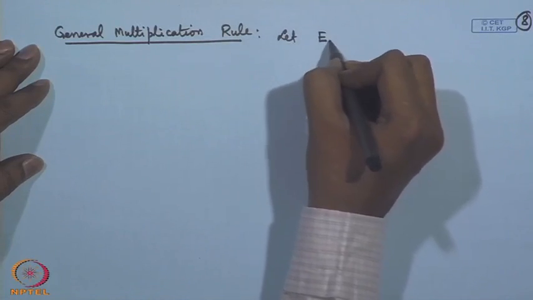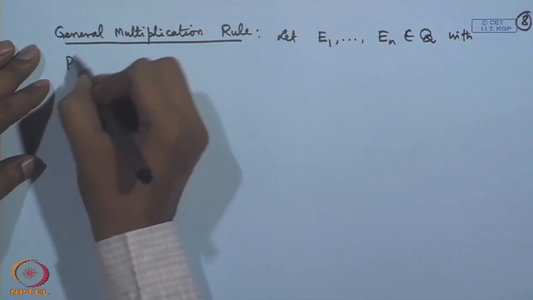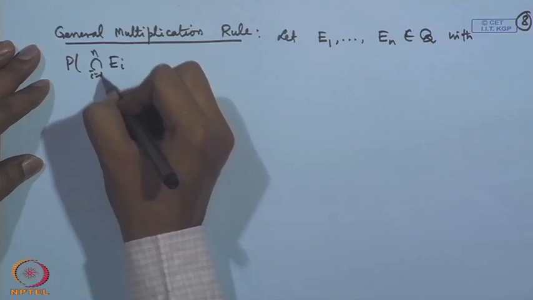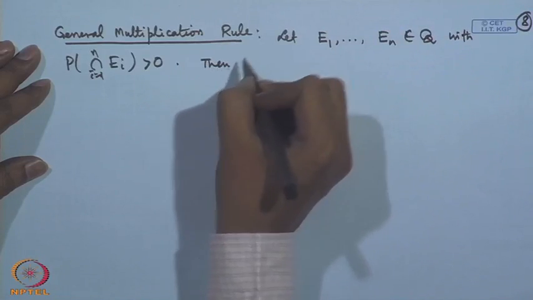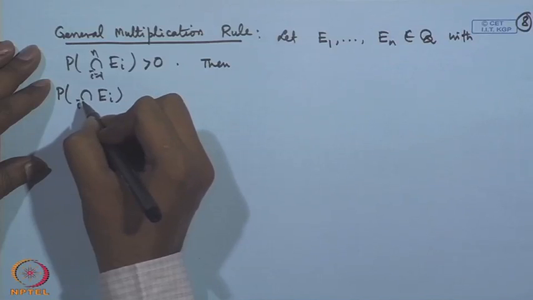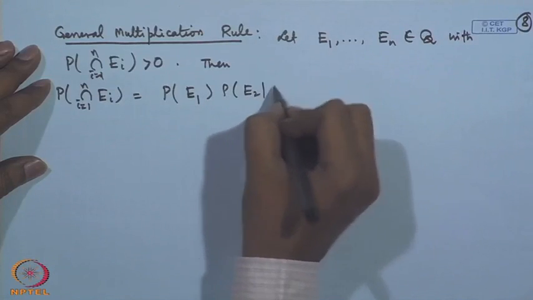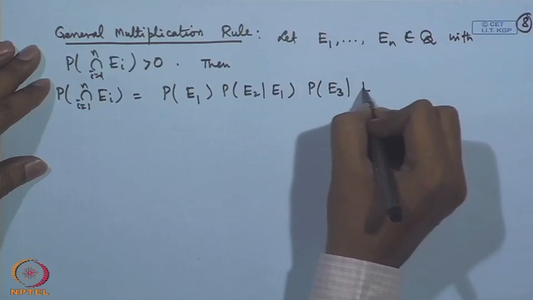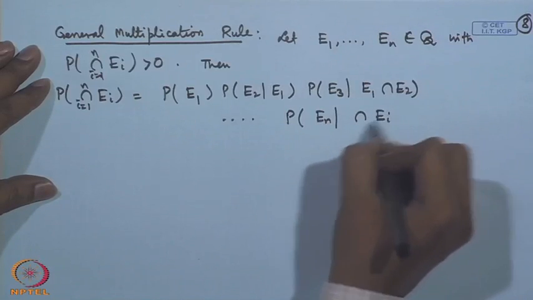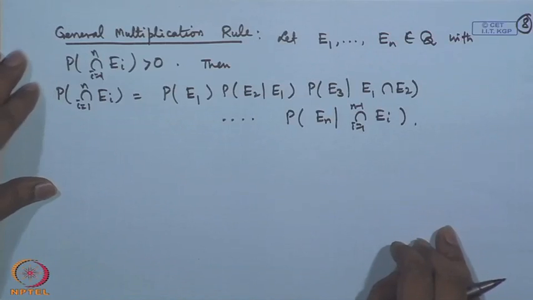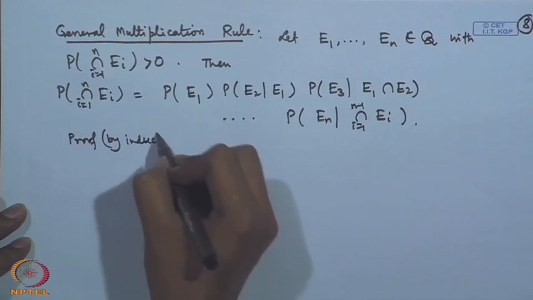Let E1, E2, ..., En be n events with probability of each of them positive. I am taking the smallest one to be positive. Then the probability of the intersection of the Ei, that is the simultaneous occurrence of each of them, is equal to probability of E1 into probability of E2 given E1 into probability of E3 given E1 intersection E2, and so on, up to probability of En given the intersection of Ei, i equal to 1 to n minus 1. One can again prove this by induction. I am skipping the proof here.